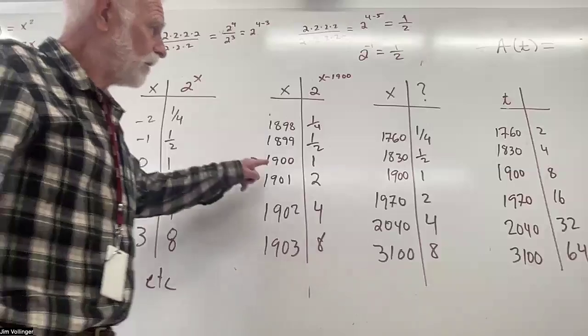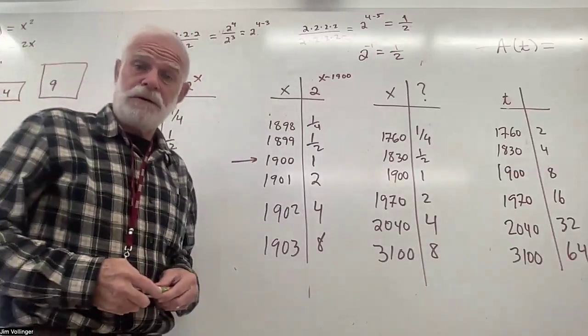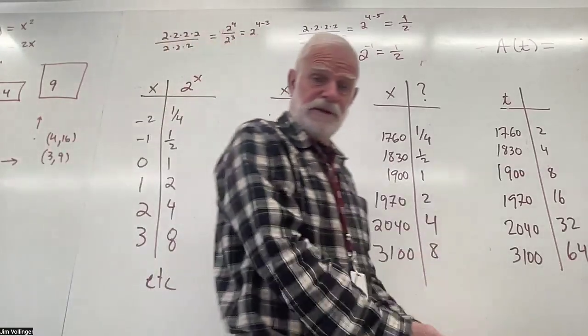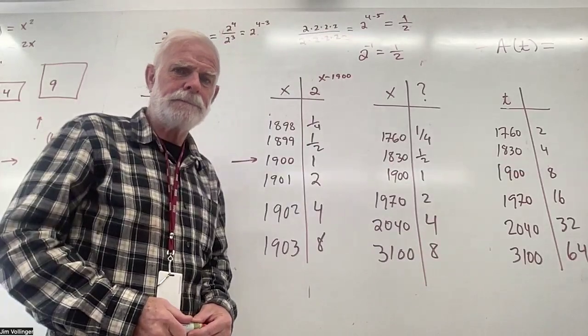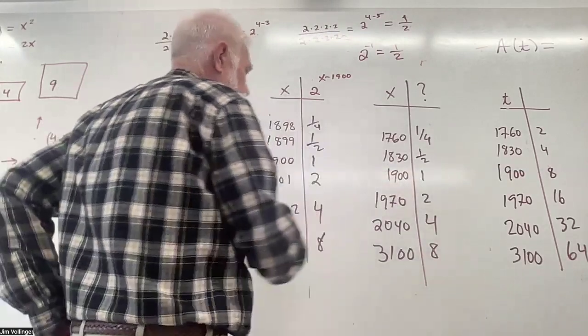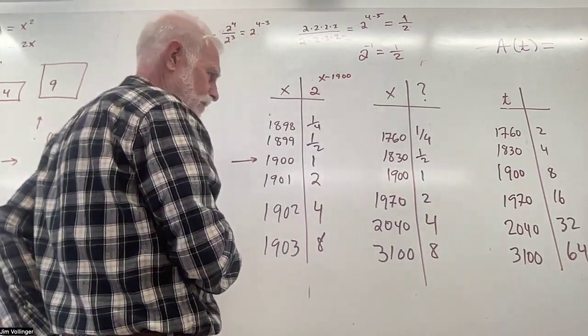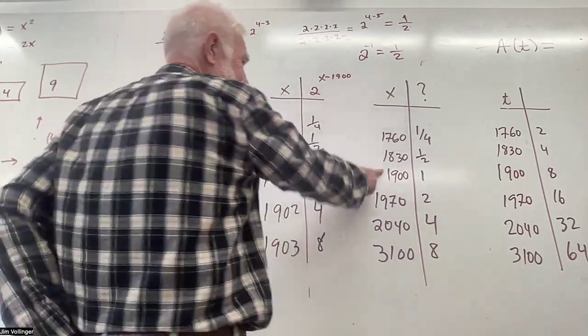Okay, so now how do we get from this table to that table? That's called from this place to this place, and in math we call this displacement. I'm sorry. All right, so 1900 still gets me 1. Did I even change the table? No. Oh, I changed the years.